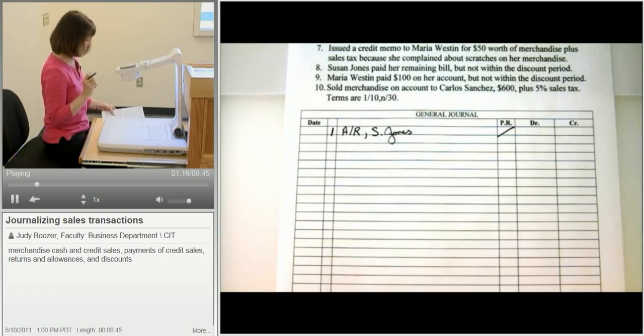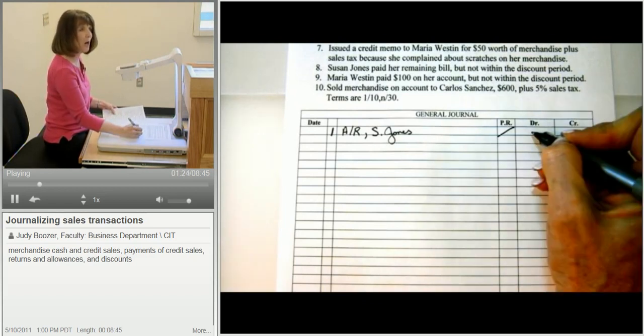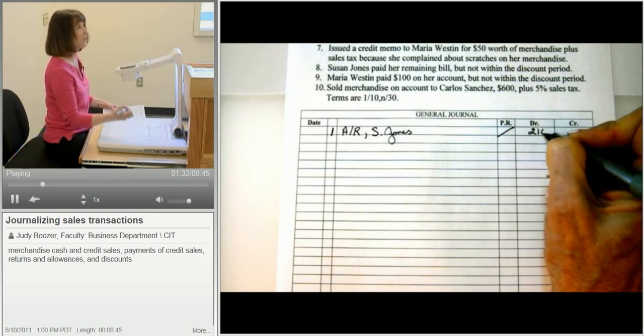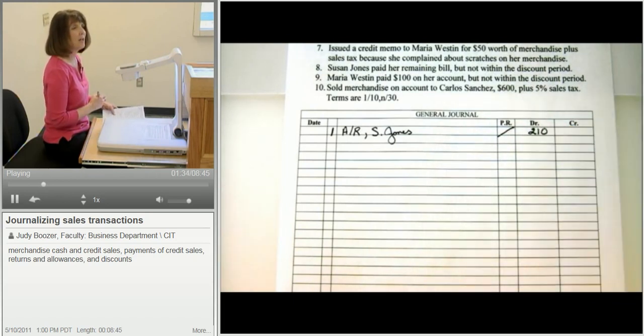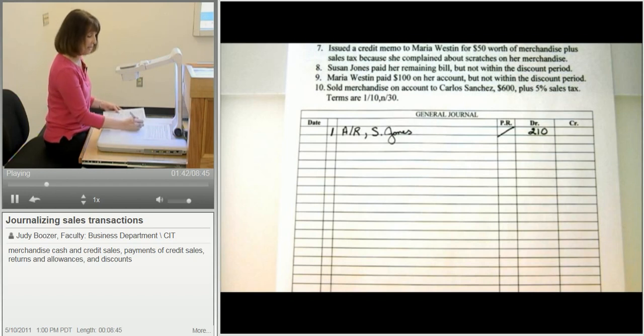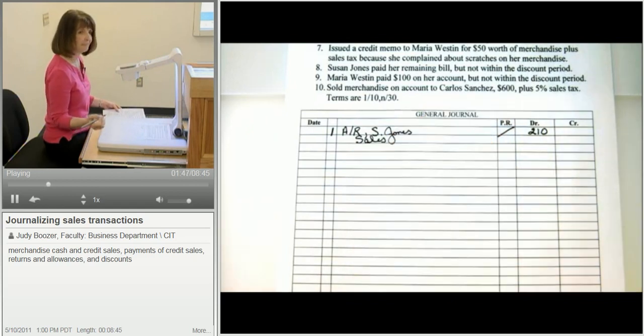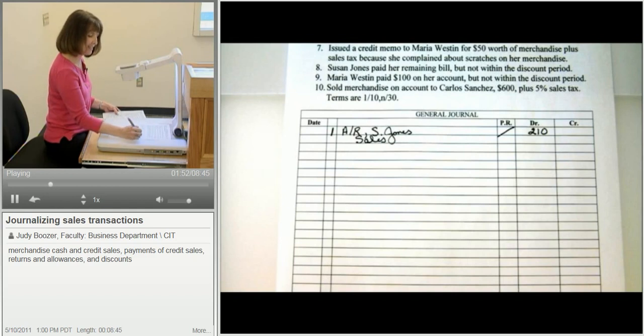And what's the amount of this? $210. I thought the sale was for $200. Plus 6%, or 5%, I'm sorry, sales tax. So 5% of $200 is $10. So S. Jones owes me $210. What's my credit go to? Excellent. For how much? Is that right? 200.